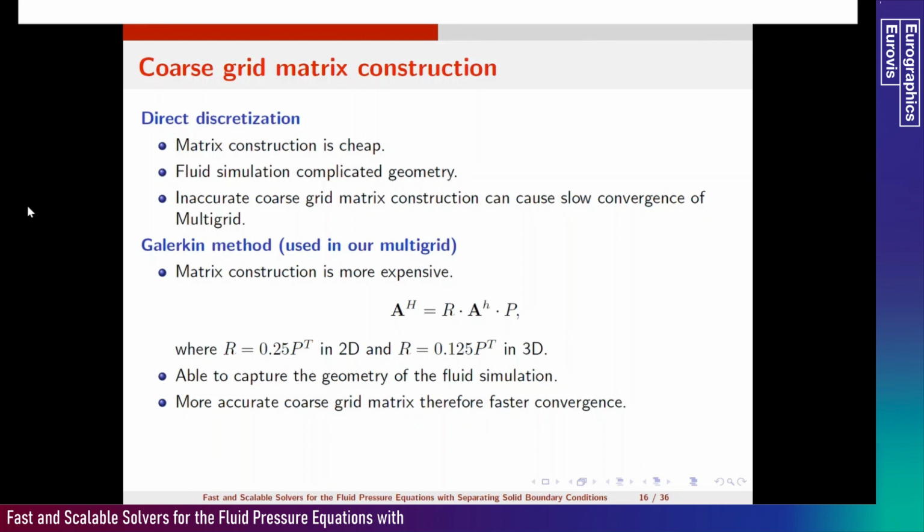The matrix is computed by multiplying the restriction operator from the left and the interpolation operator from the right. This is more expensive, but renders a more accurate matrix, which facilitates the convergence of the multigrid.